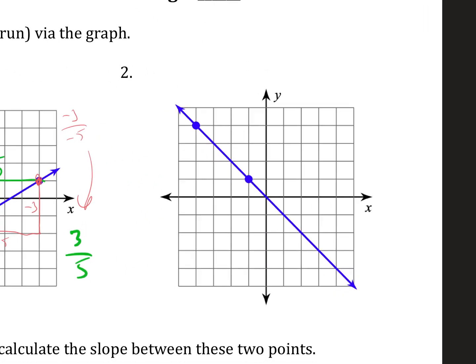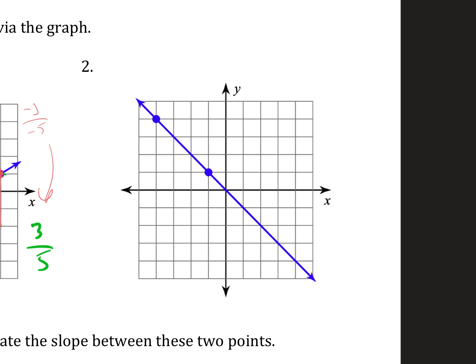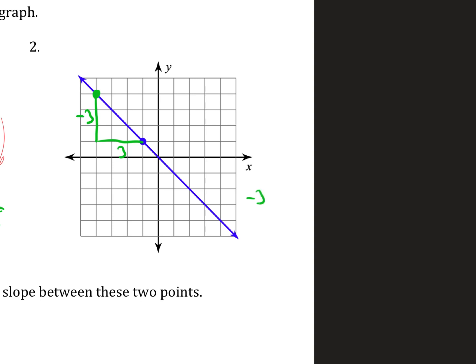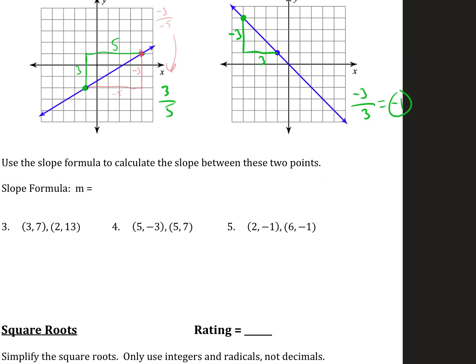Okay, number 2. So starting at the left-hand point here, we got this one up here. So we're going to go up or down. We go down to get level here. Down 3 is negative 3. Right 3 is positive 3. So we have negative 3 over 3, which is our rise over run, which is our slope. And what does that equal when we reduce that? It's negative 1. All right, very cool.